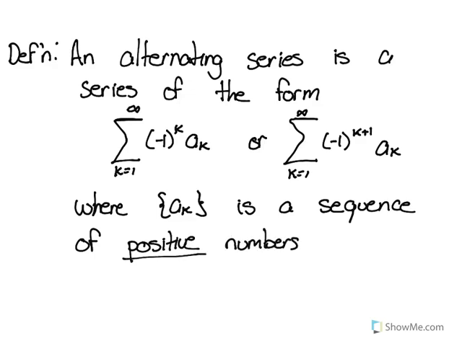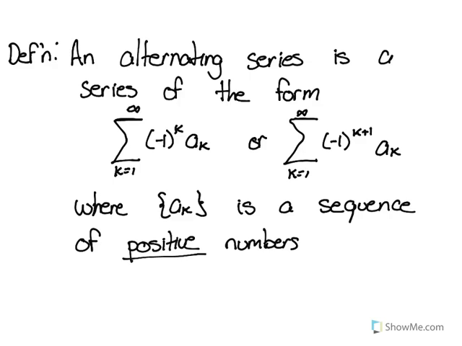So here the (-1)^k or (-1)^(k+1), depending on whether k is odd or even, will be either -1 or +1, which means that if we write this series out, we'll have a positive term, a negative term, a positive term, a negative term. And we choose k or k plus 1, these two forms, depending on whether the first term is positive or whether the first term is negative.